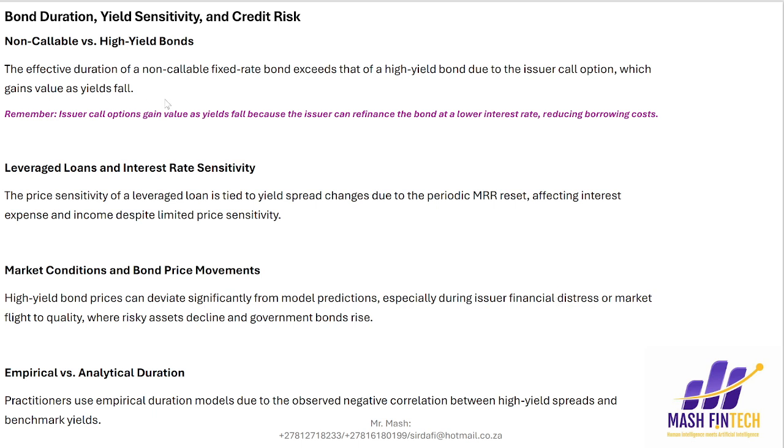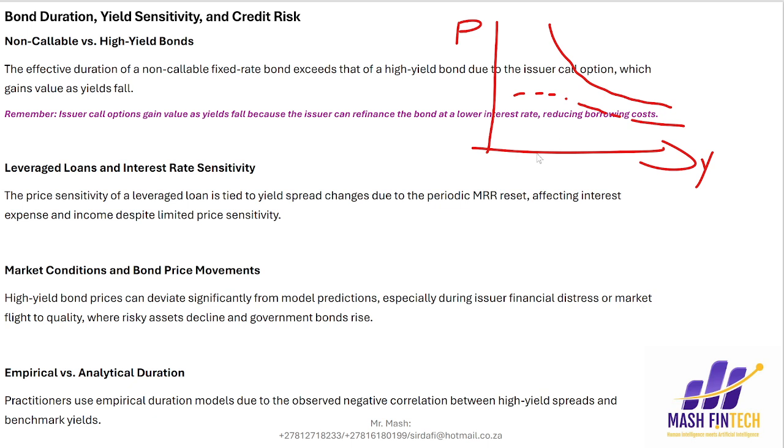So, generally speaking, when we compare non-callable versus high yield bonds, the effective duration, which we said is more useful when we are dealing with bonds with options, the effective duration of a non-callable fixed rate bond exceeds that of a high yield bond due to the issuer call option, which gains value as yields fall. So as the yields fall, the issuer call option gains value. If you can remember this graph, it's going to be very helpful, because you see the difference with the callable as the yield decreases in this direction. This gap is the value of the call option. And this value of the call option increases as the yield falls.